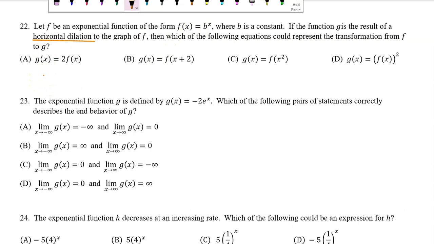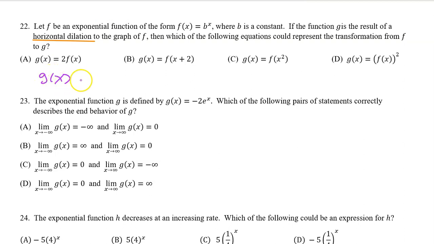We want g of x to be b to the 2x power. This would be a horizontal dilation. However, all of the answers are written in terms of f. So remember, f of x is b to the x power. So I need to rewrite this a little bit to make b to the x power show up so that I can make f show up.